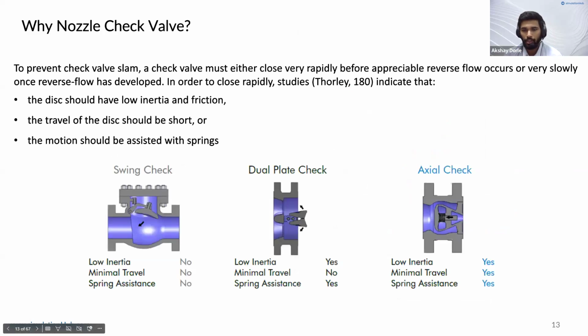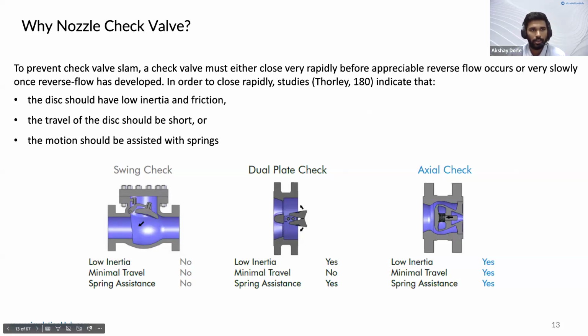So why should we use nozzle check valves? Why have we chosen this topic, as well as we saw from the dynamic characteristic curve, why nozzle check valve performs so much better than the other kinds of check valves. And this was extensively studied by Thorley, and he came up with three parameters that should be minimized, so to speak, so that the check valve will be the most ideal in terms of dynamic response.